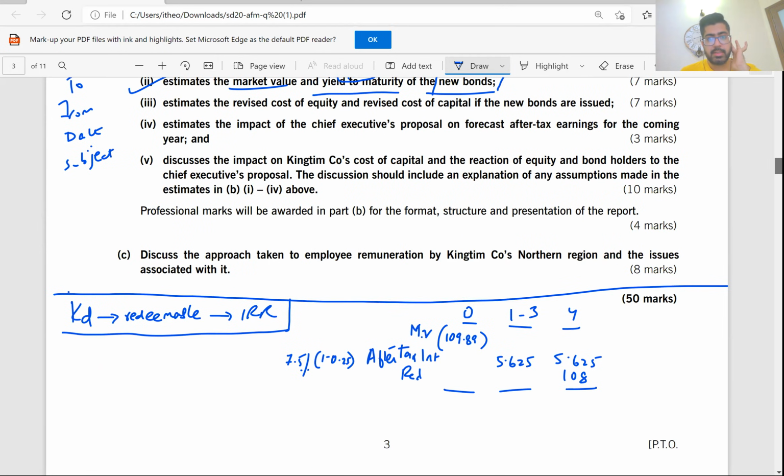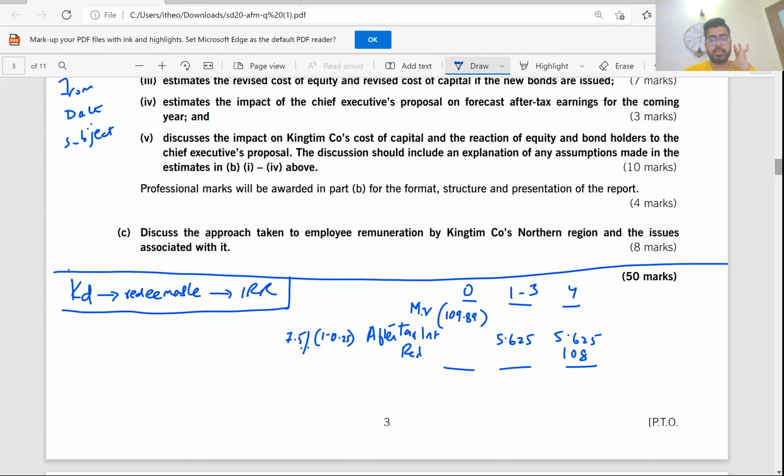Then it asks yield to maturity, KD of the new bond. So for KD of redeemable, we use IRR approach. There are 3 transactions. Investor buys bonds at market value, incurs outflow from his pocket. What is the market value of the new bond? 109.89. Once he pays this amount and gets the bond, he gets interest income after tax, and then redemption 108.